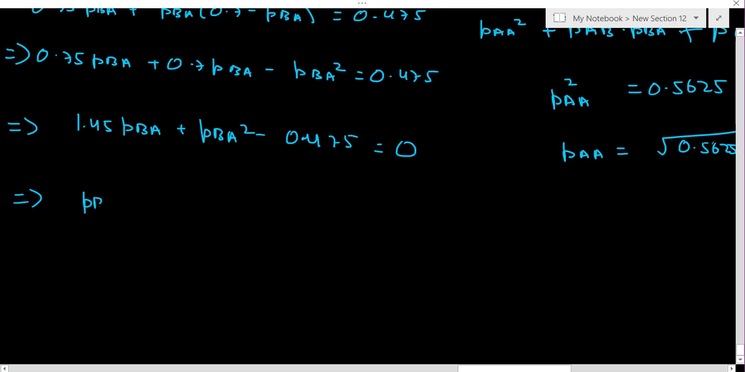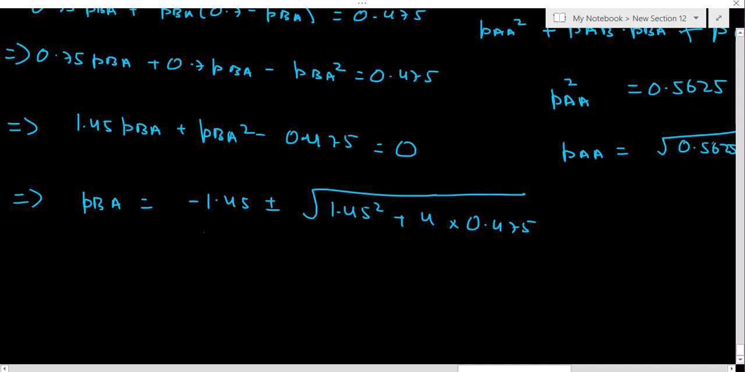So PBA would come out to be minus B, that is minus 1.45, plus minus square root of B square, which would be 1.45 square, minus 4 into A into C. So that would be plus 4 into 0.475 into 1, right? So that is what I have here, upon 2A, so that is 2. Okay, so no, this term PBA square was negative. So let's change this to be negative. That would make this term negative and this one negative, right? Now this is correct. So you'll get two values for PBA. It's either 0.5 or it's 0.95.